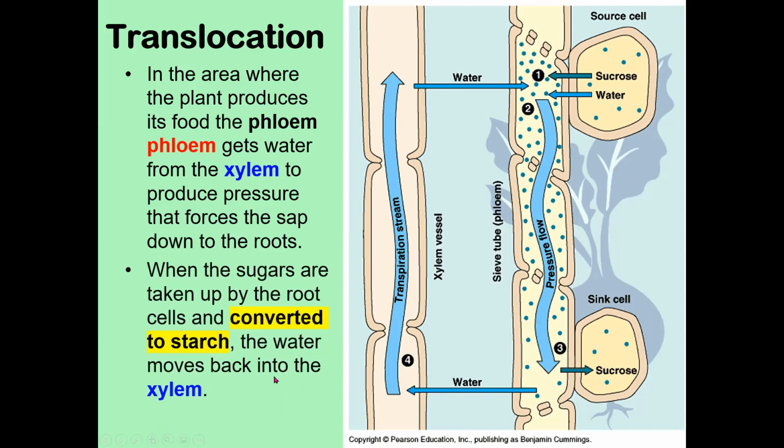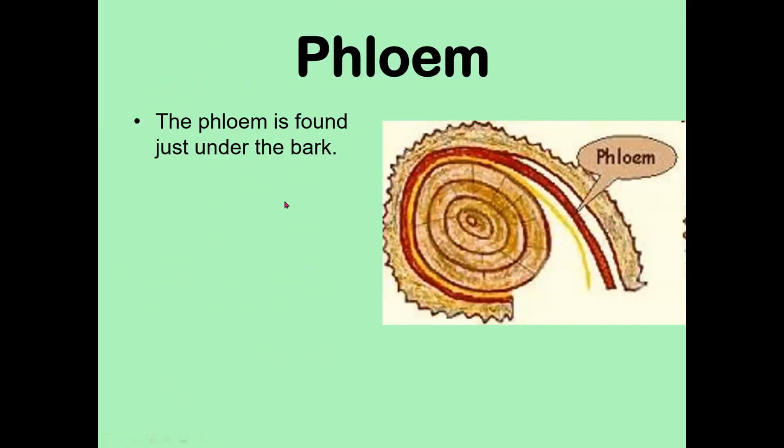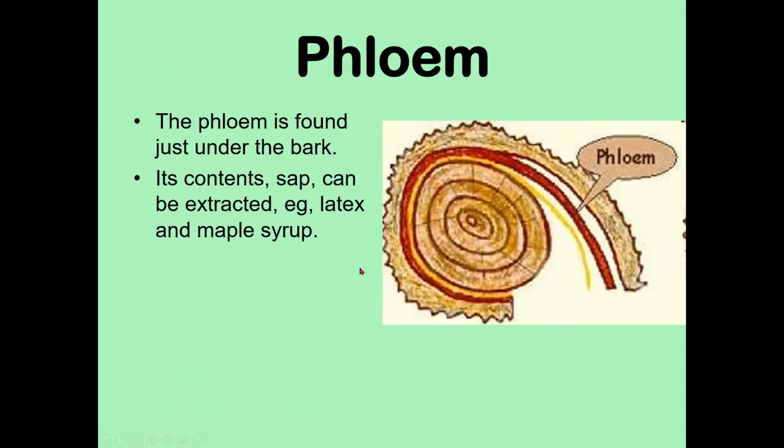Okay, now that's what I just said. Here is another diagram to show you where the phloem is under the bark. So you've got your phloem, you've got your xylem, and then you've got your cambium in there. Anyway, the phloem itself, don't forget these are living cells. It contains the sap, which can be extracted. So things like latex, and maple syrup is another one I didn't mention before.